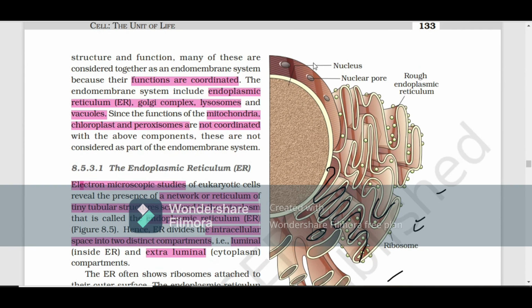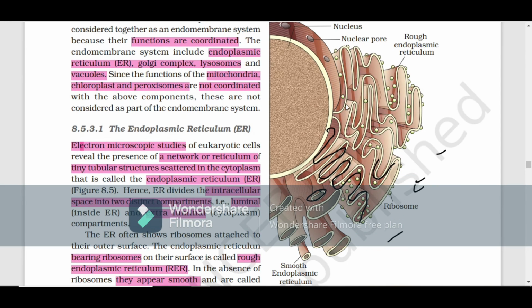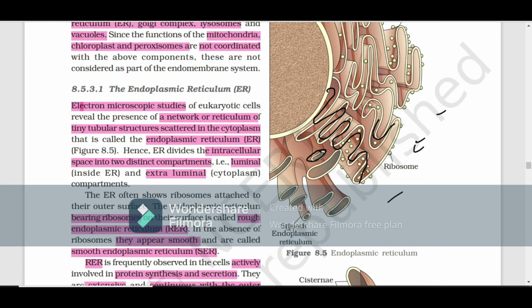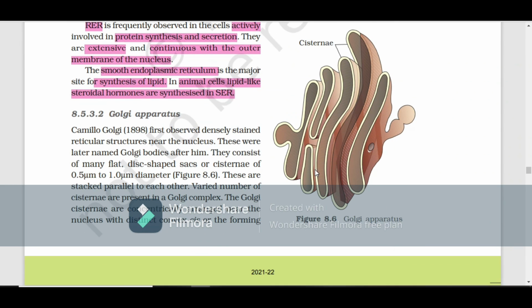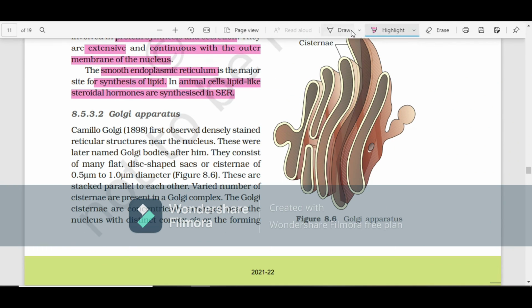So in this diagram, we can see the nucleus. There's the nuclear pore right here. And if you see the outer membrane, it's continuing from the outer membrane. That's why this rough endoplasmic reticulum is continuous with it. You can find ribosomes on its surface right here. That's why it's called rough endoplasmic reticulum. Ribosomes, smooth endoplasmic reticulum. Okay, moving to the Golgi apparatus.